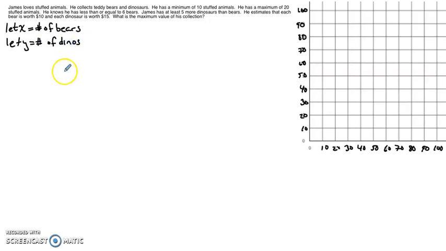Now we're going to take all of our sentences, except the ones that have to do with money, the ones that have to do with the maximum value of his collection. We're going to hold off on that last one, but we're going to use all the other ones and translate our words into inequalities. So here was our first step, defining our variables. Our second step is words into inequalities.